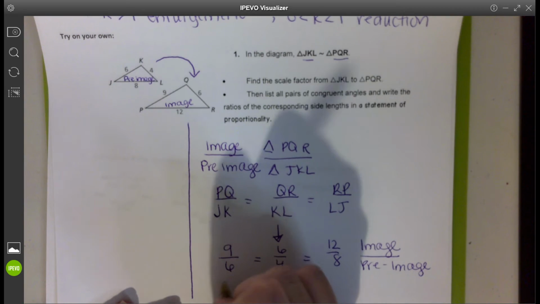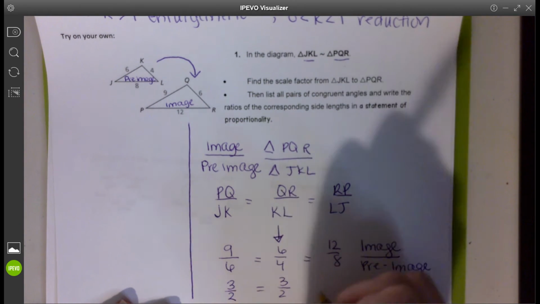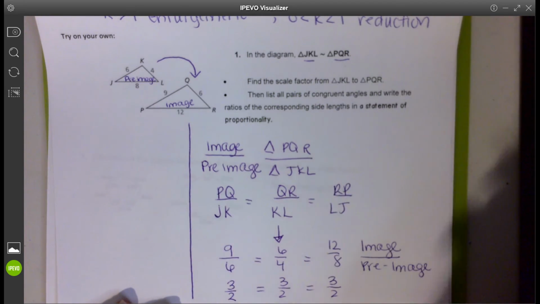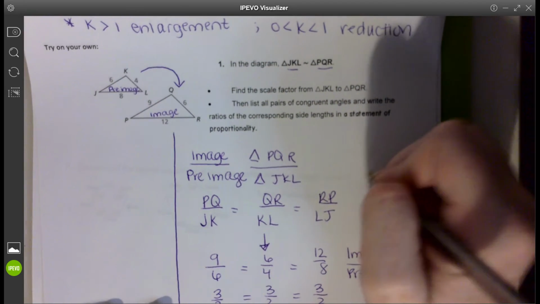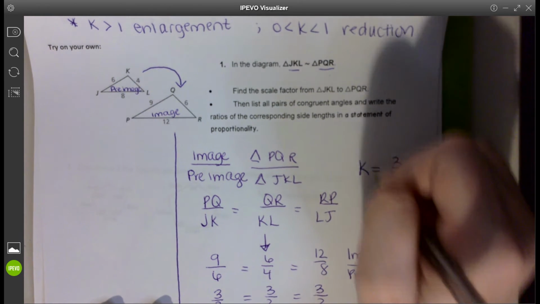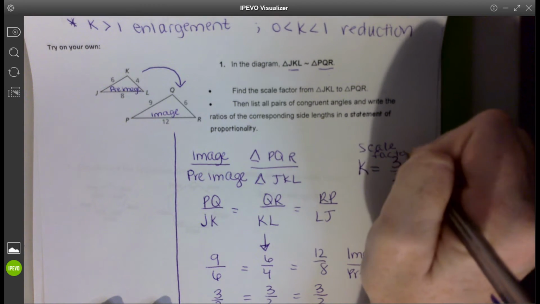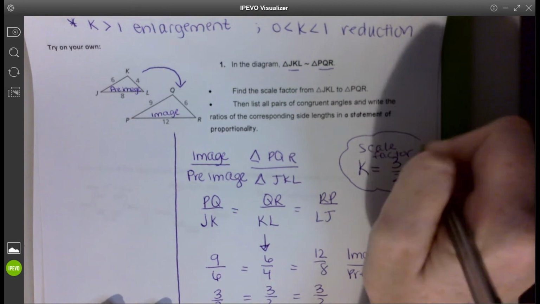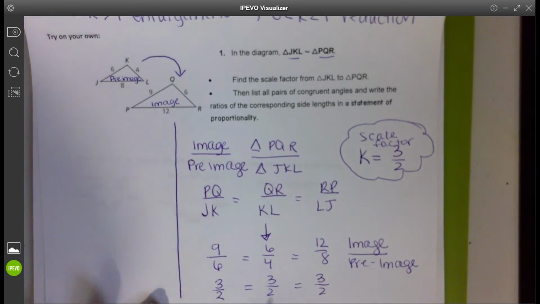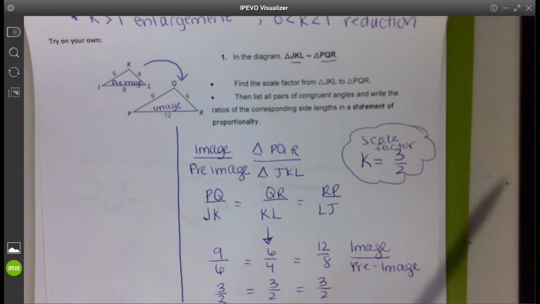All right, so I can reduce, and when I do, I get 3 over 2 each time. So that means my scale factor, let me put it over here, 3 over 2 is my scale factor. Your scale factor is that same number that repeats over and over again for each of your sides. That's meaning it's proportional. It's proportional by 3 over 2.